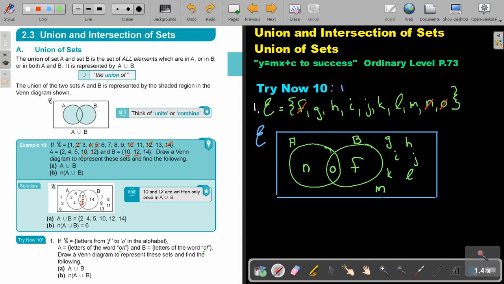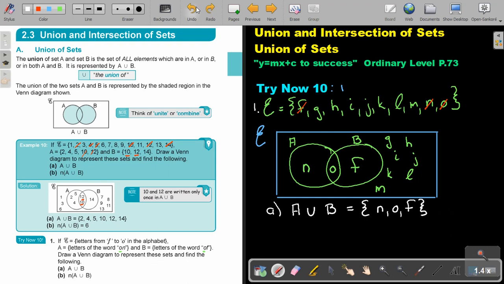Okay, let's start with the first question. A union B. So what is that going to be? A union B will be all those letters. The order does not matter, so you can say N, O, F.